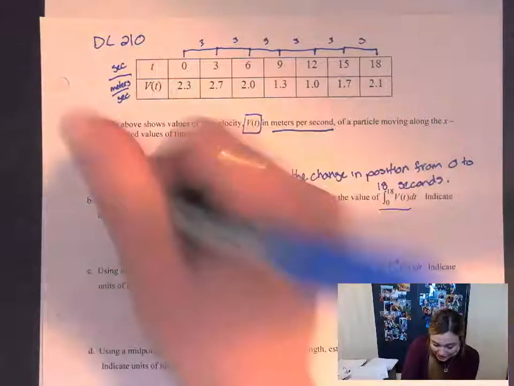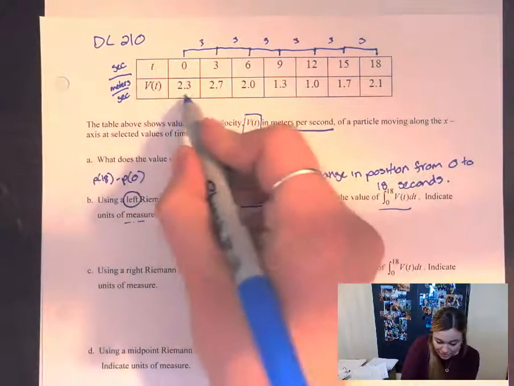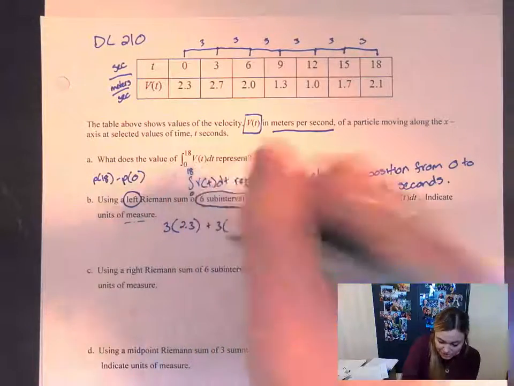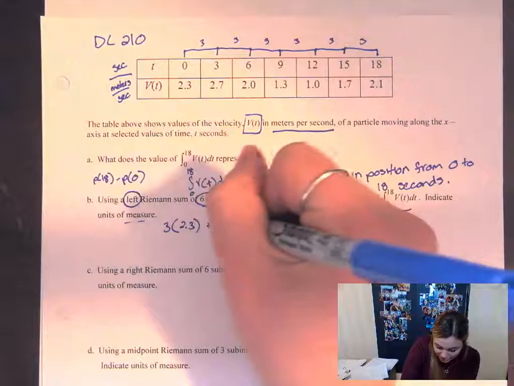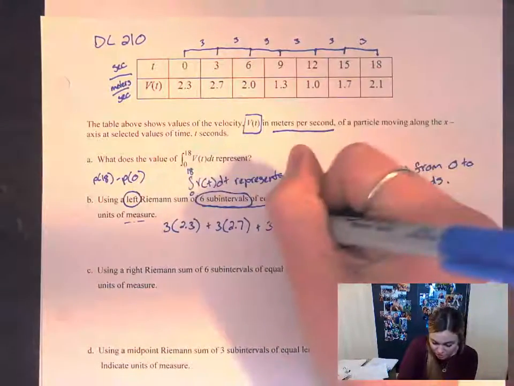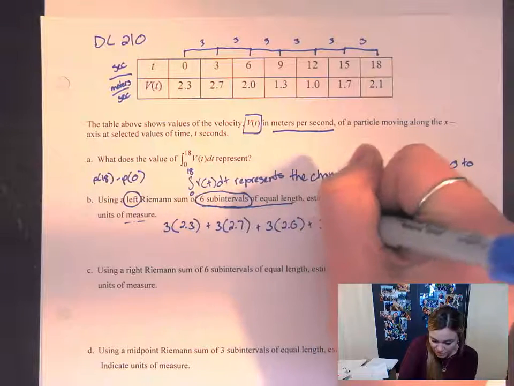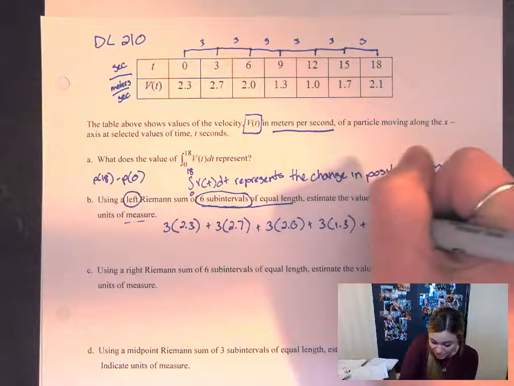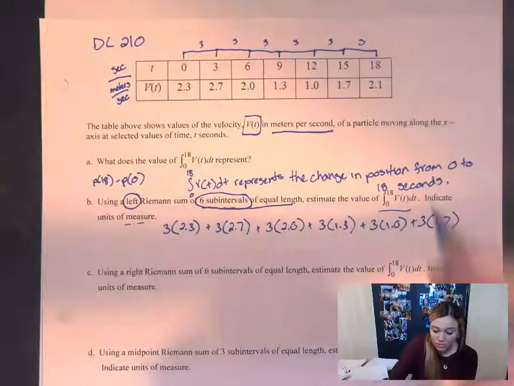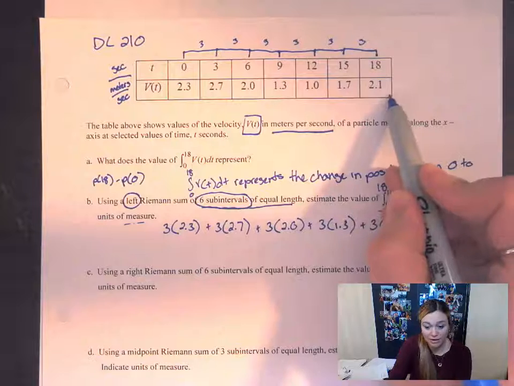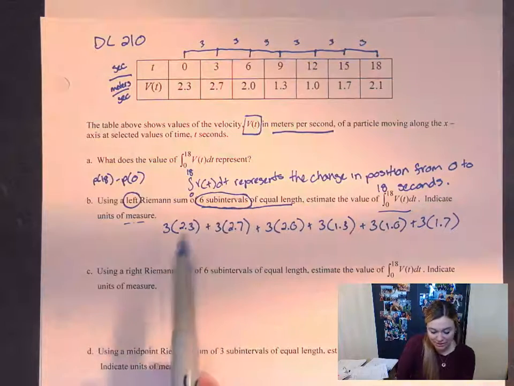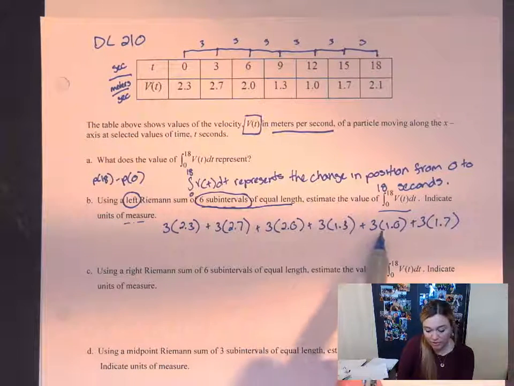If you're doing a left Riemann sum, I need the function value on the left. So 2.3 plus 3 times, next case, 2.7. And you could take out the 3 in front, 3 times 2.0, 3 times 1.3, 3 times 1.0, 3 times 1.7. Don't go too far and say 3 times 2.1, because this is a left Riemann sum, and since it has 6 subintervals, I should have 6 rectangles. 1, 2, 3, 4, 5, 6.